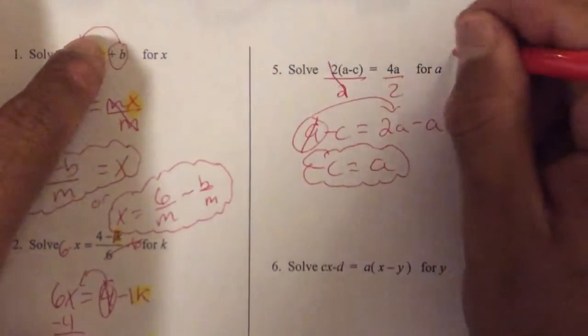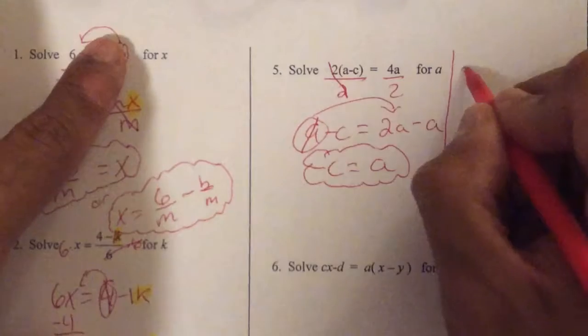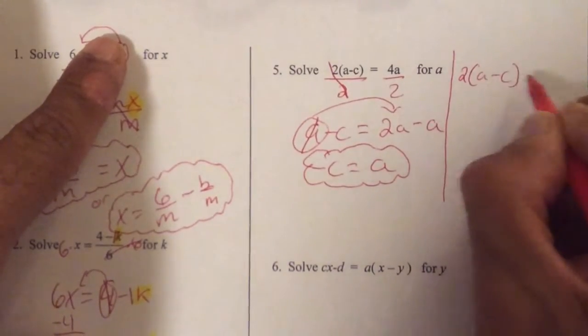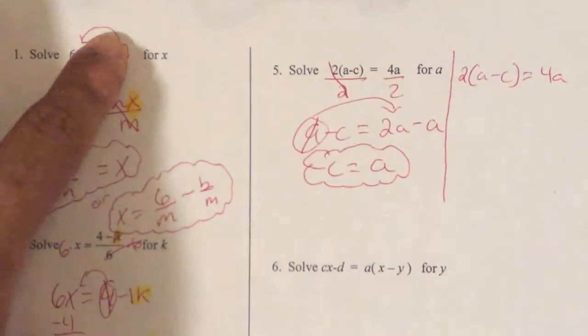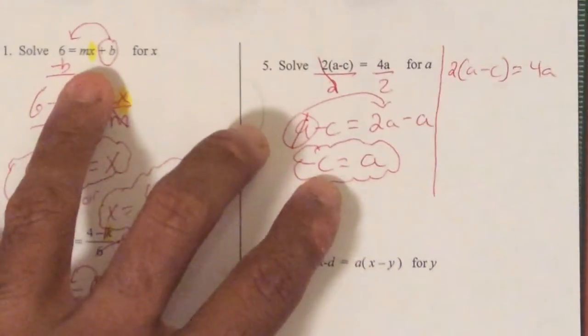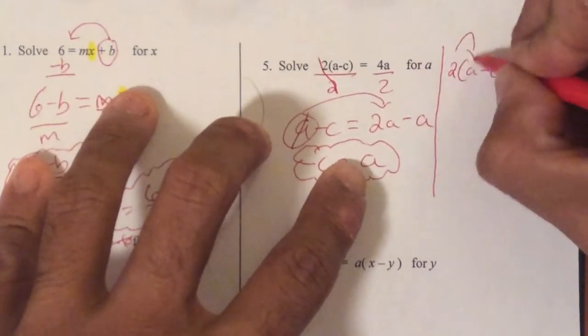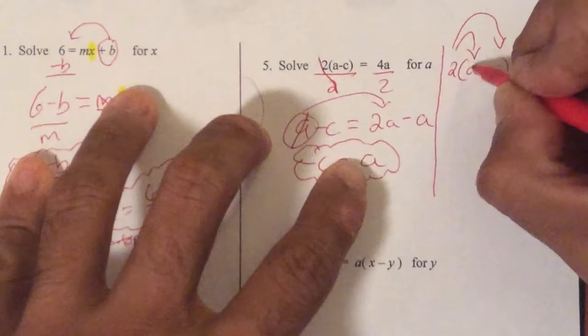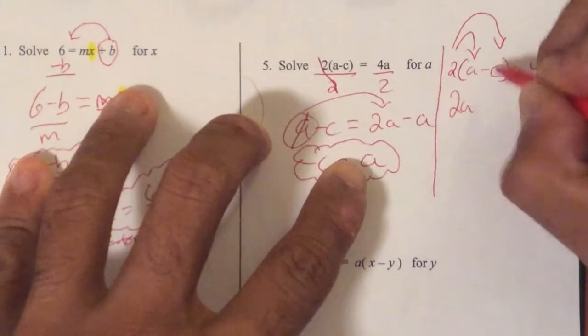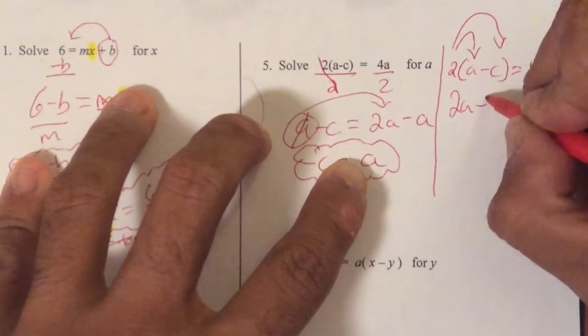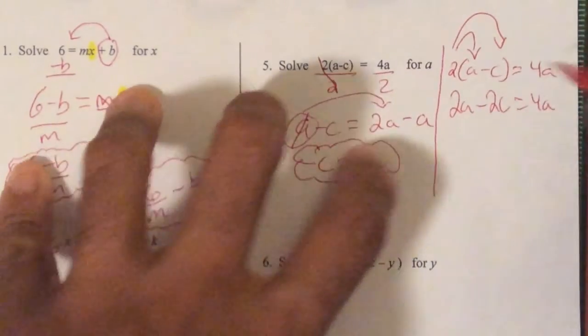Okay. Now, what if you wanted to distribute? Well, you can do that if you wanted to, and I'm about to show you that it doesn't change your answer. Okay. So here's what happens if you distribute. 2 times a is 2a. 2 times negative c is negative 2c equals 4a.